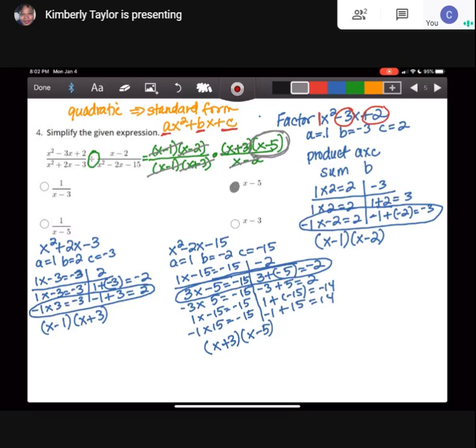Alright, so things that I did in here, we had to factor, and then we also had to divide fractions. So it's a lot going on. It's a lot of skills going on in this particular problem that you have to know for the GED. So let's go to another problem.